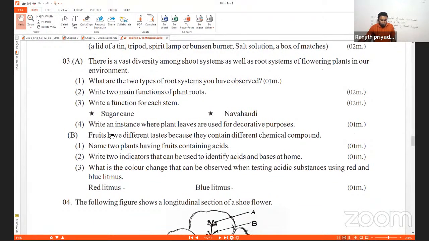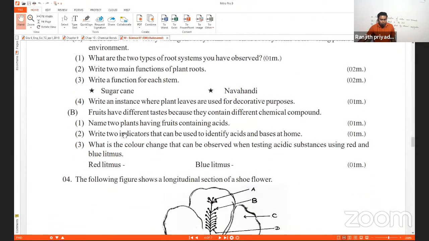So part B. Fruits have different tastes because they contain different chemical compounds. Okay, some fruits have a sour taste. Some fruits have a sweet taste. Name 2 plants having fruits that contain acids. Lemon, sour taste. Yes, lemon. Tomato. Lime. Orange. Tamarind. Very good. Tomato.